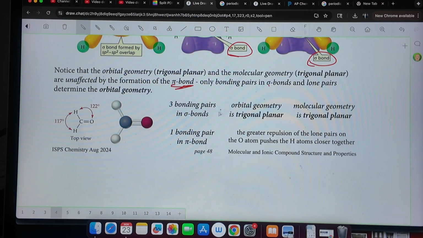So 3 bonding pairs in a sigma bond: orbital geometry is trigonal planar, molecular geometry is trigonal planar. But with 1 lone pair, the greater repulsion of the lone pair on the oxygen pushes the hydrogens closer together. That's like H2O, where the rest are the hydrogens.